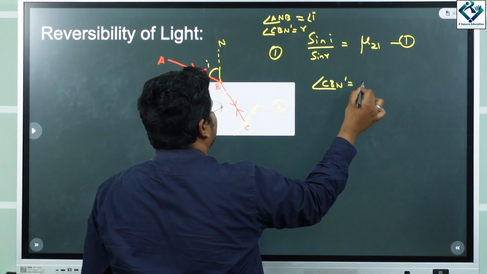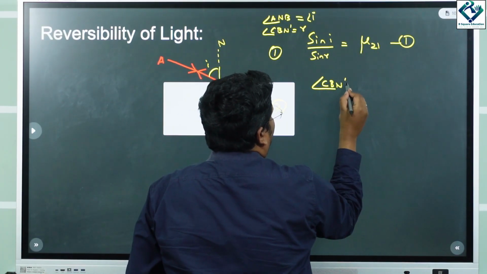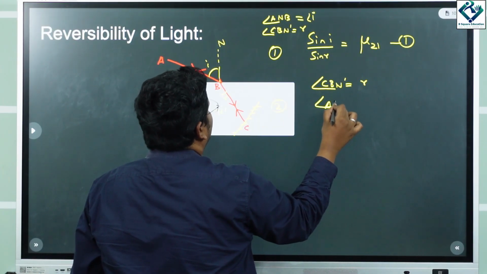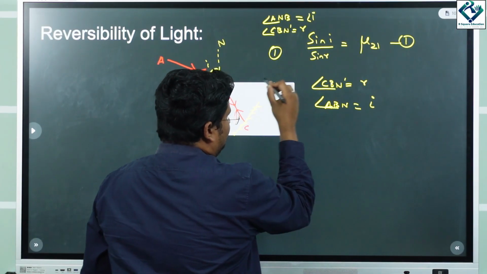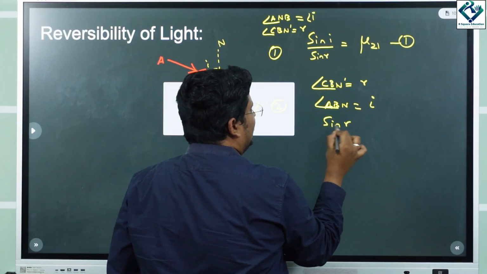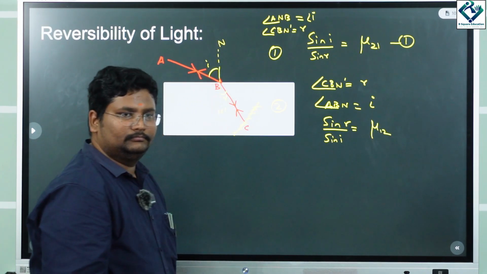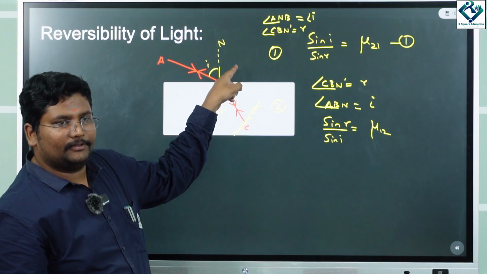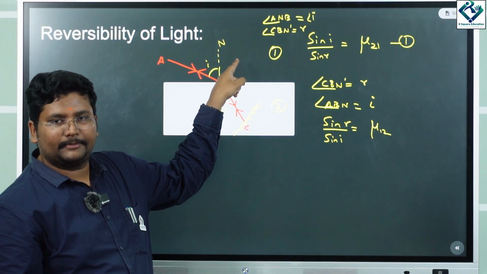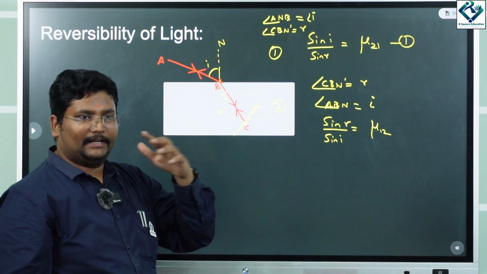So in this condition, the angle CBN dash will be considered to be I. Correct? No, let us keep it as R, for convenience. Again, the angle ABN will be equal to I. Now in this case, the light goes from here to here. So for the angle of incidence, sin R by sin I will be equal to what? μ12. Because the refractive index should be considered for the first medium, as that is going to have the responsibility for bending of light. Correct? So when going from here to here, we have to take the refractive index of the first medium.